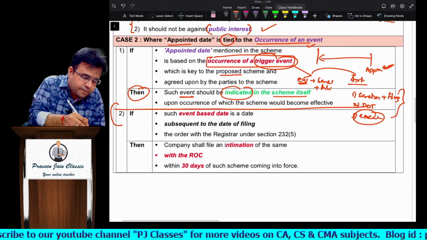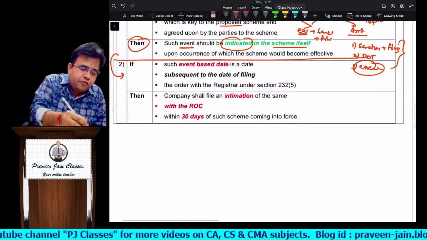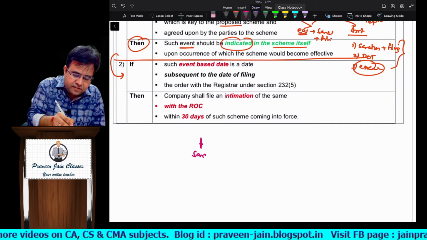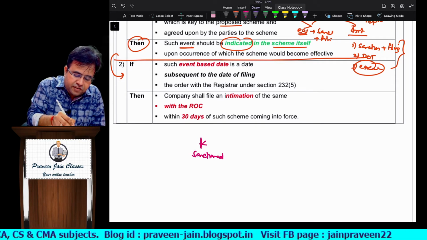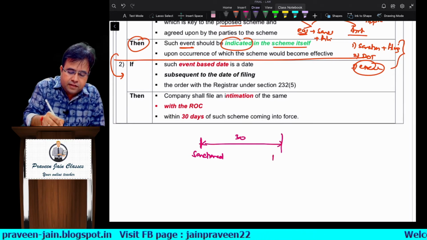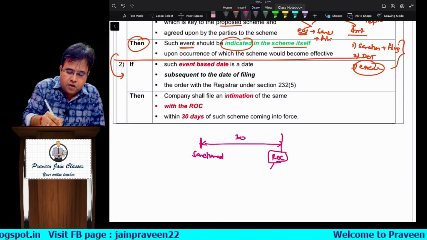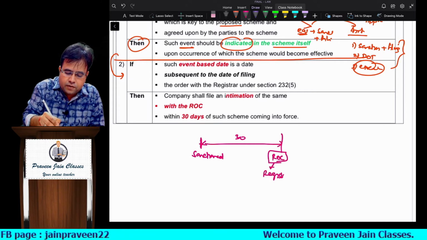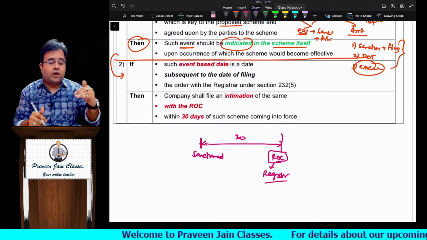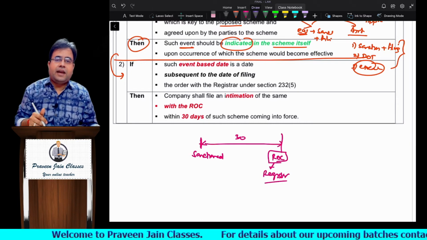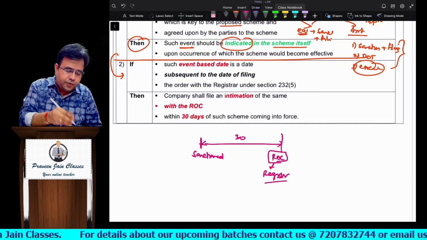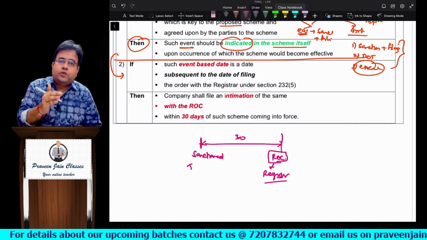Next point they are saying, sir. Till now, if you remember, once the scheme is sanctioned, generally within 30 days both the companies have to file that scheme with whom, sir? ROC. What is the purpose, sir? To intimate the ROC that a particular scheme for compromise or arrangement has been approved by the tribunal, and we are asking the ROC to register it.